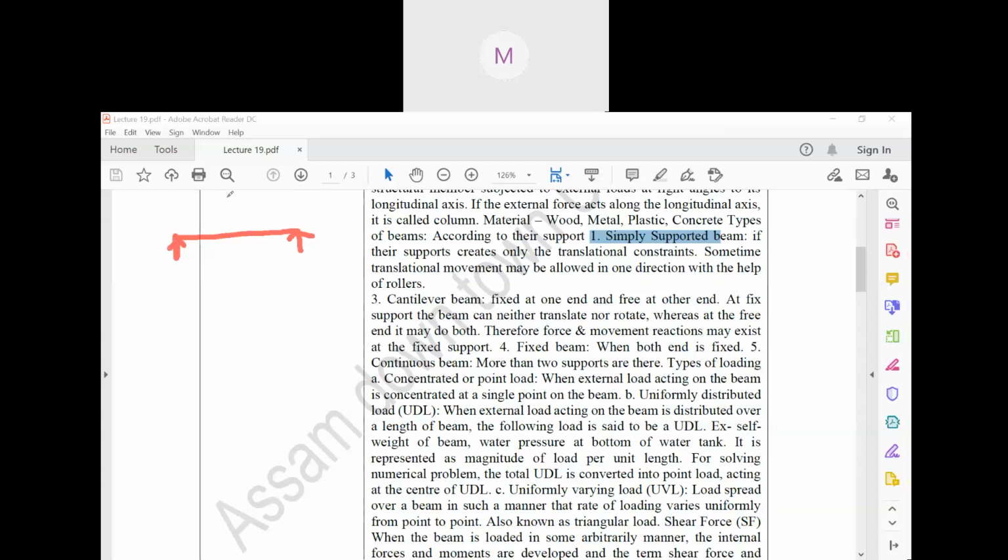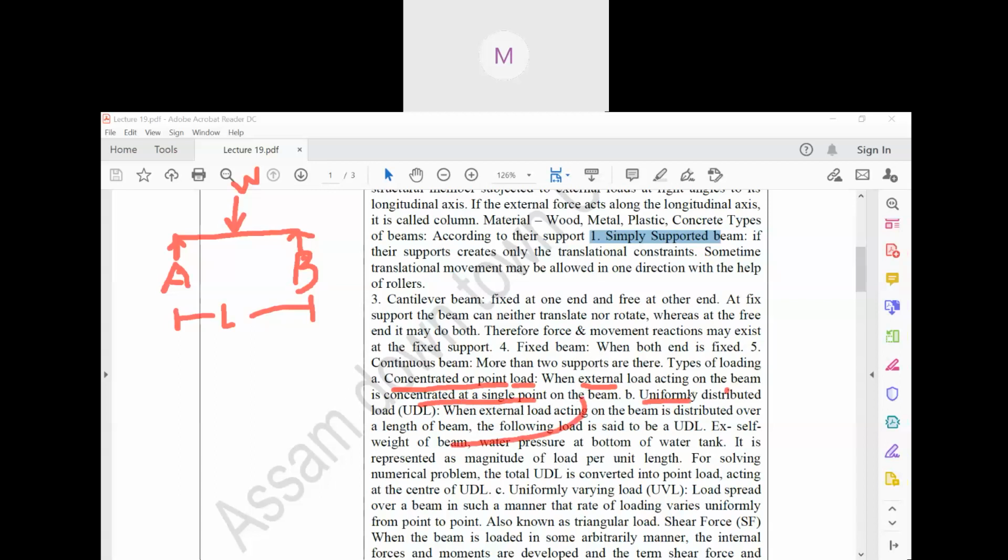The types of loads that are acting, right? First of all, this is a simply supported beam. Just now we showed you. Now I'll be showing the types of load in a simply supported beam only. If a point load acts here, then this is a concentrated or point load. Suppose this is point A, this is point B, the distance between them is L. Then if a load of W acts here, this is known as a concentrated or point load. That means when the external load acting on a beam is concentrated at a single point on the beam. This is known as a point load.